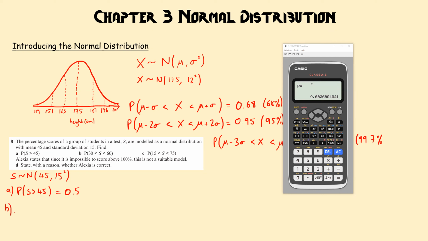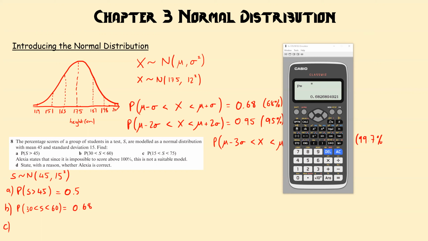Part B, in between 30 and 60. Well, 30 is 15 less than 45. 60 is 15 more. So again, this is one standard deviation each side. So apologies, we've got P of 30 < S < 60. That's one standard deviation each side. That's going to be 0.68.